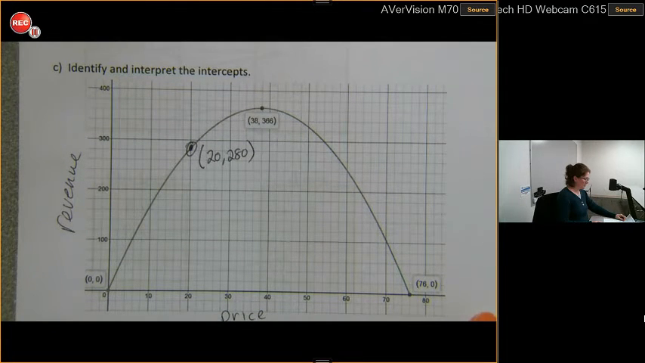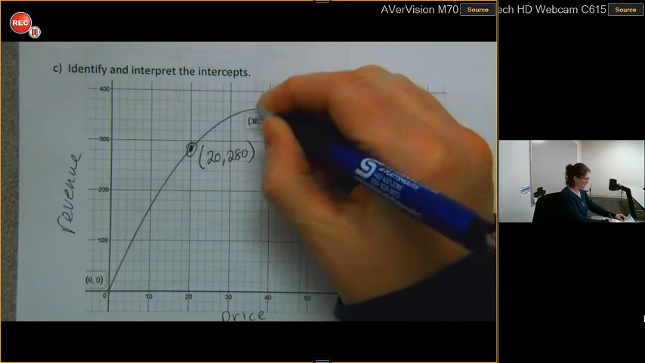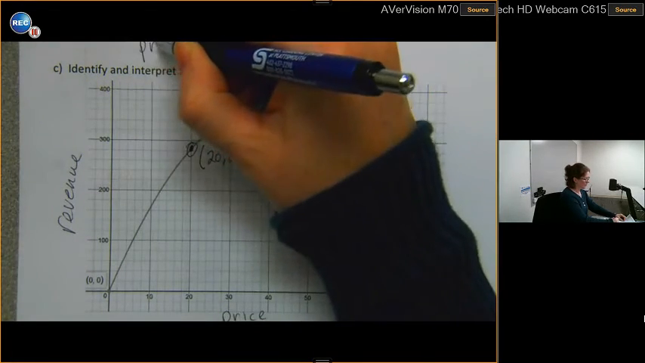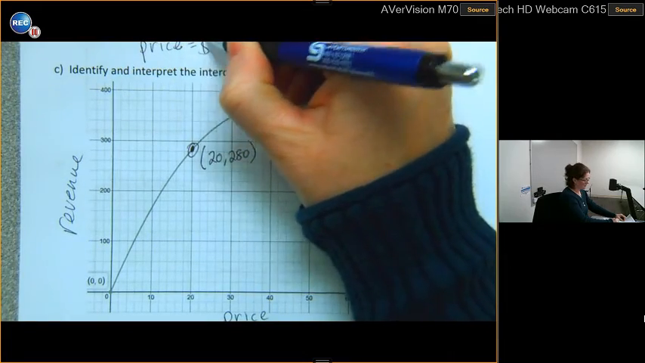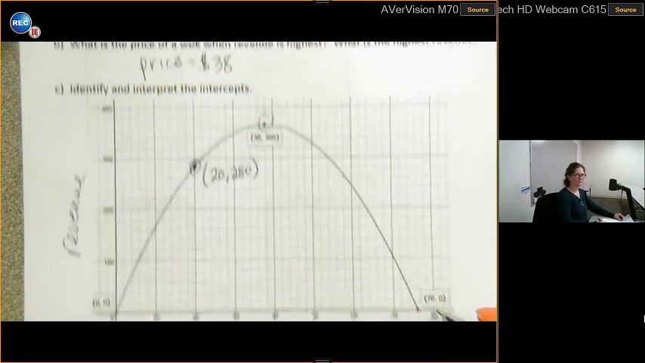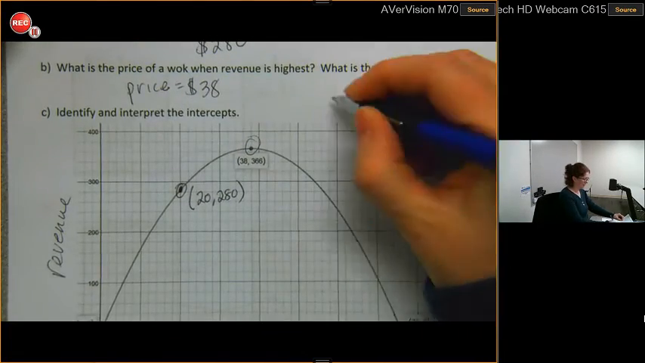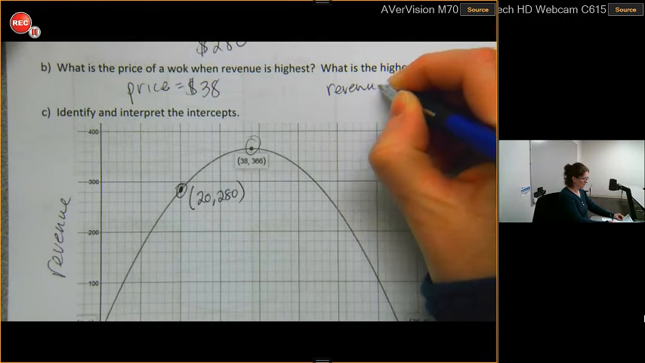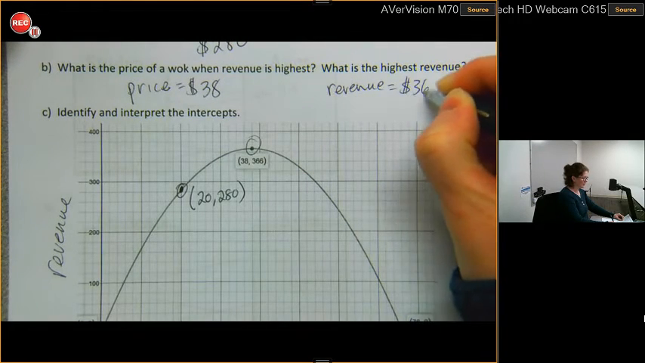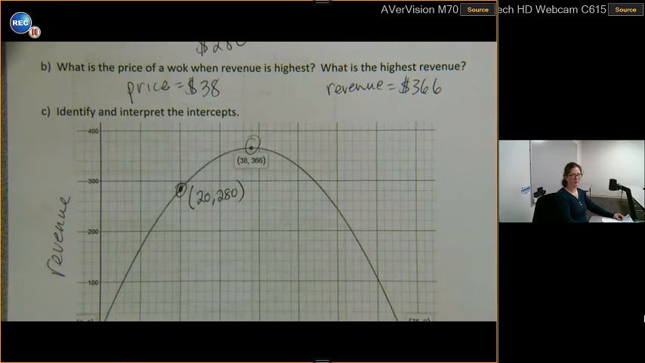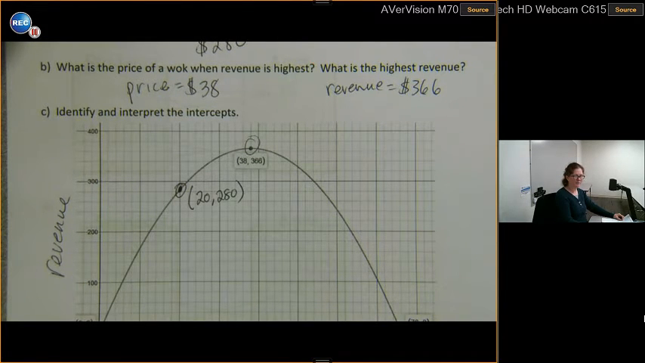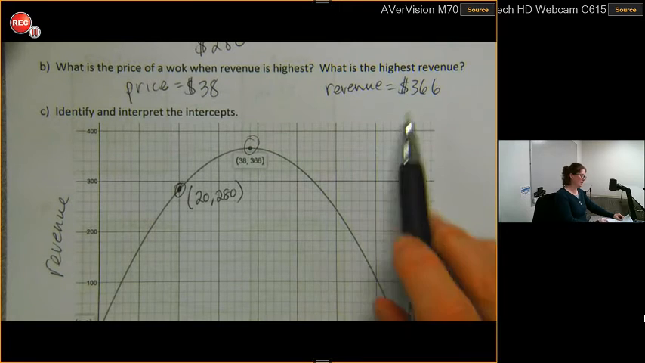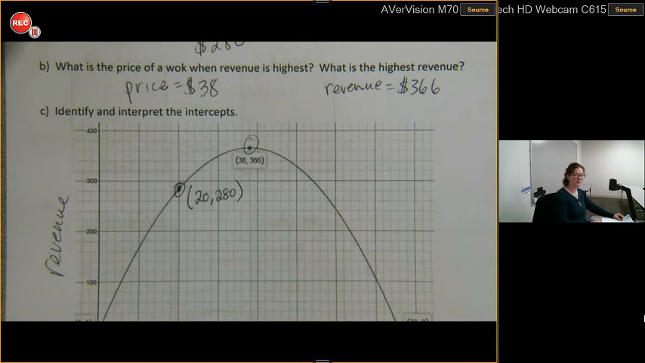What is the price of a wok when the revenue is at its highest? Well, the highest is this point right here. At that point, the price was $38. And the revenue is $366. Now it doesn't say, but this revenue is probably in millions of dollars maybe, or hundreds of thousands of dollars, because you wouldn't just have a revenue of $366 for an entire year. It'd be something like 366 million.